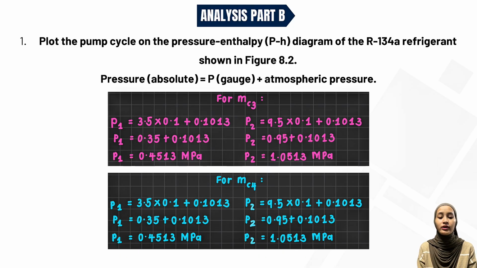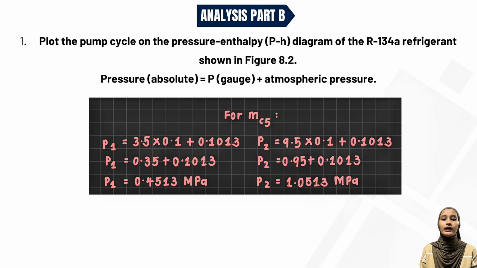Next, for MC3, P1 is equal to 0.4513 megapascal and P2 is equal to 1.0513 megapascal. For MC4, P1 is equal to 0.4513 megapascal and P2 is equal to 1.0513 megapascal. Lastly, for MC5, P1 is equal to 0.4513 megapascal and P2 is equal to 1.0513 megapascal.